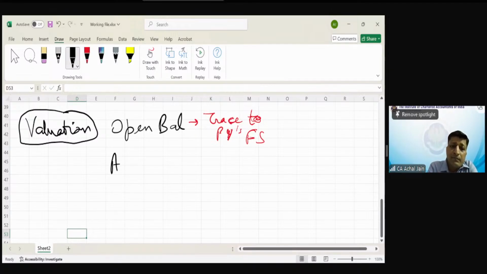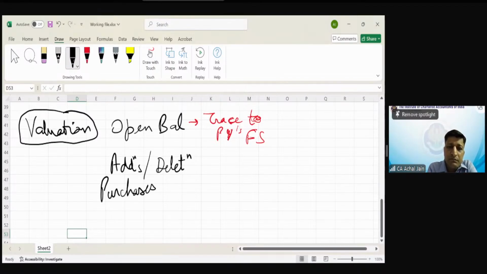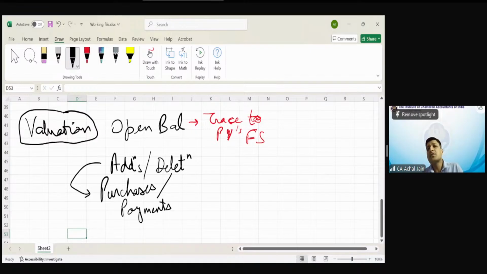Then you will look at additions or deletions during the year. So what would mean additions? Additions means purchases during the year. Yes or no? And deletions? Deletions would mean payments made during the year. So that's how deletions will be made. Correct? So for purchases, payments, we have already looked at that on a sample basis, invoices will be picked up.